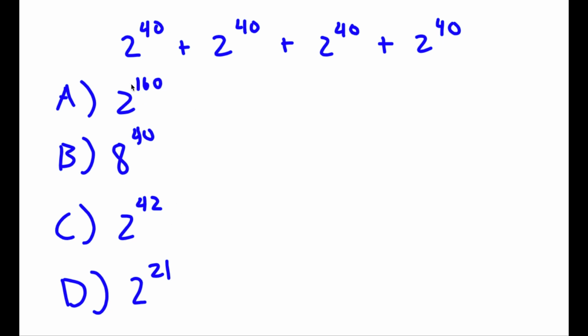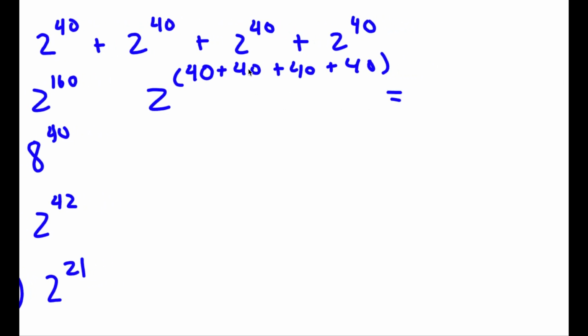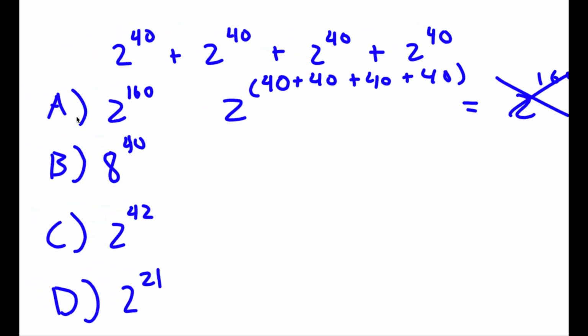All right, let's go through all these answer choices. So for A, how they got 2 to the power of 160 was you keep the base the same, and then you simply add all the exponents. So you do 2 to the power of 40 plus 40 plus 40 plus 40. And 40 plus 40 is 80, 80 plus 40 is 120, 120 plus 40 is 160. So you have 2 to the power of 160. And this method is actually wrong because that's not the right way to add exponents.